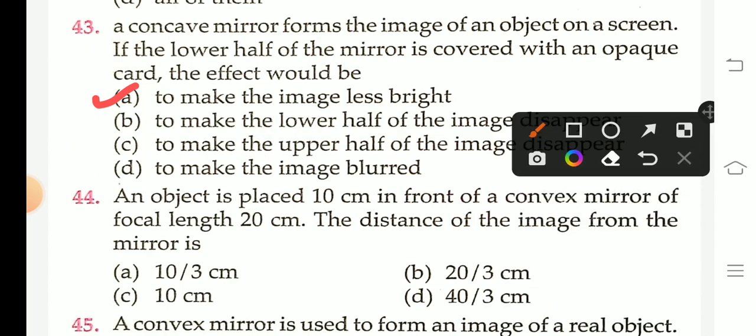Next, an object is placed 10 cm in front of a convex mirror of focal length 20 cm. The distance of the image from the mirror is... right answer option B, 20 by 3 cm.